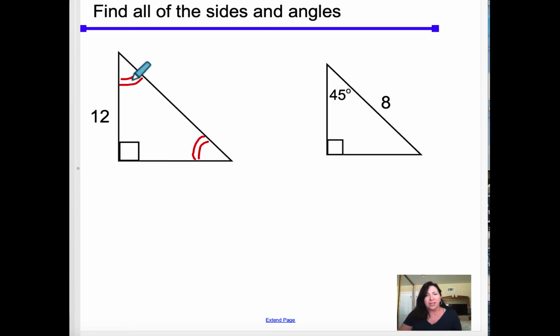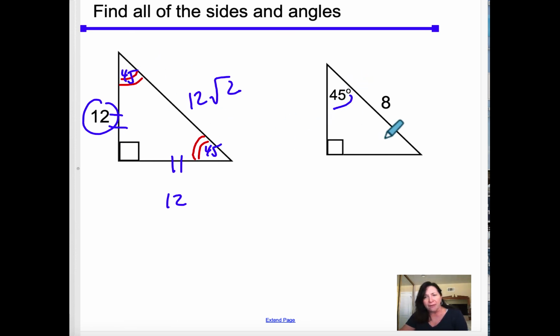I see that these two angles here in this right triangle are congruent, which then makes my sides congruent. So 12, 12, 12 root 2. And these make 45-degree angles. If I have one 45, I've got two 45s, which means they're congruent again. This is x, x, x root 2. Rule: take half of 8, which is 4, and multiply by root 2. So these sides are 4 root 2.